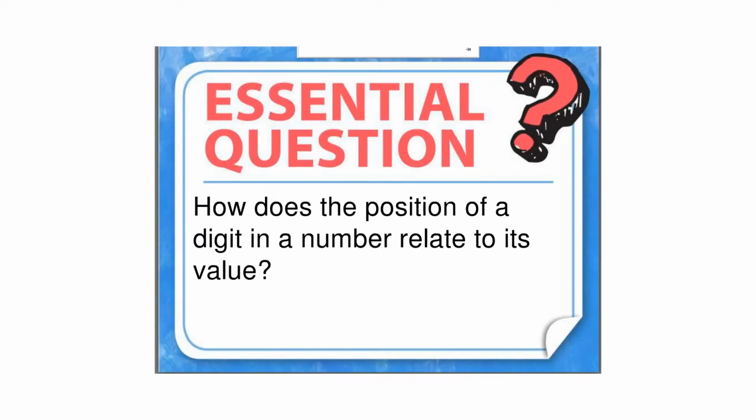So our essential question is the same, like I said. It's how does the position of a digit in a number relate to its value? So you can tell how much the digit is worth based on where it lands in the number. So if there's a 5 in the tens place, it's going to be worth a different amount than a 5 that's in the millions place. Okay, so the value of a number changes based on its position in the place value chart.